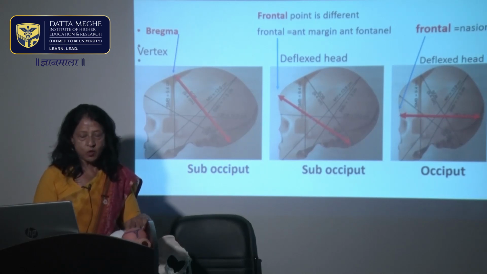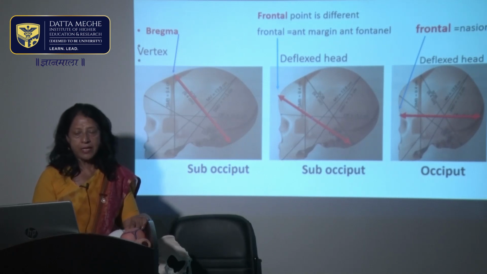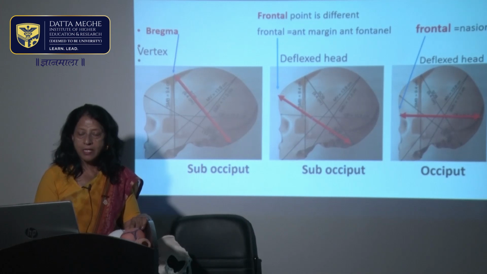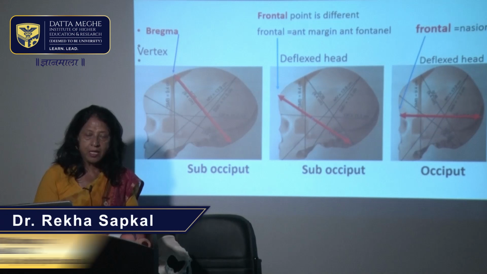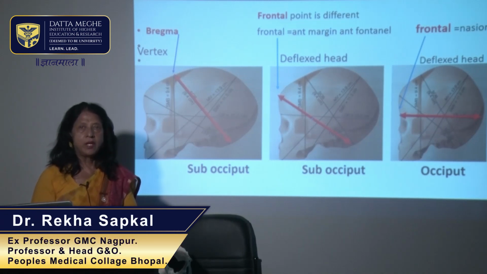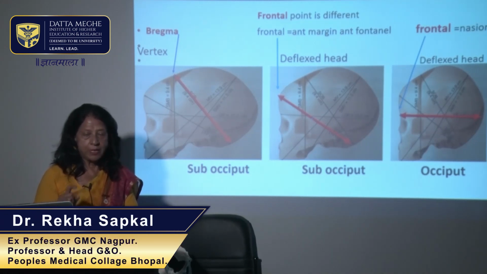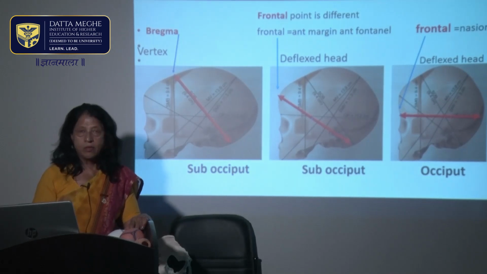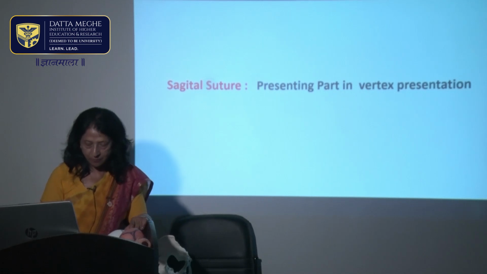In vertex presentation, what is the diameter of engagement? Suboccipito-bregmatic. In a deflexed head, what is the engagement diameter? Suboccipito-frontal. When deflection is more, what is the diameter of engagement? Occipito-frontal. So, here the frontal point is there. Here what is the point? Bregma. So, in vertex presentation, suboccipito-bregmatic. In a deflexed head, suboccipito-frontal. Deflection is more, occipito-frontal. That is how you remember the diameters in vertex presentation.